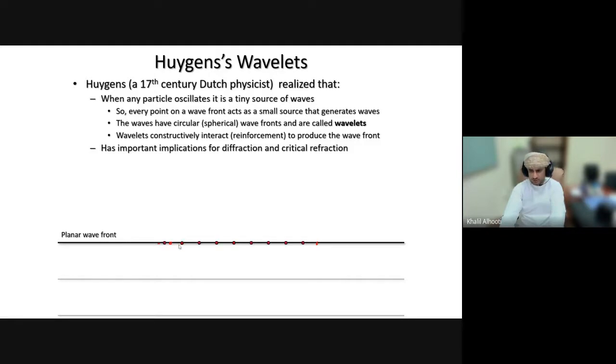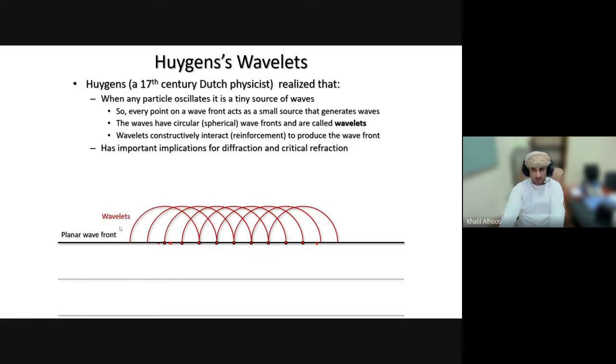In this point, those are the points which are emitting the energy. Those red dots are the points actually which are emitting the energy. The energy will travel outward spherically from those points. So each point will emit its own energy. That's what we call wavelets. Each one is emitting wavelets.